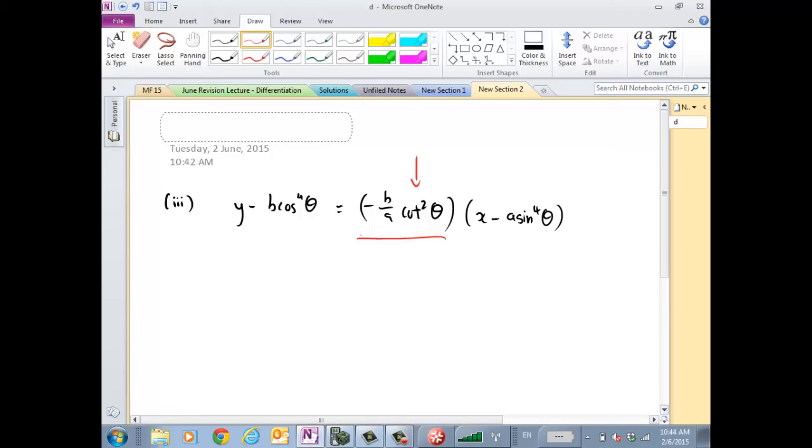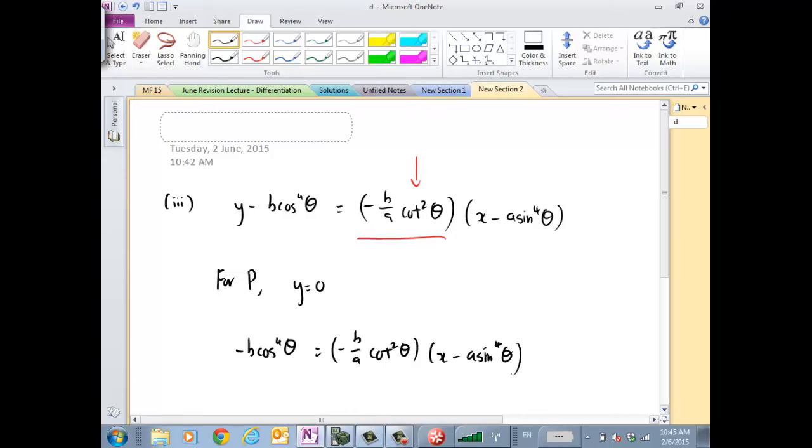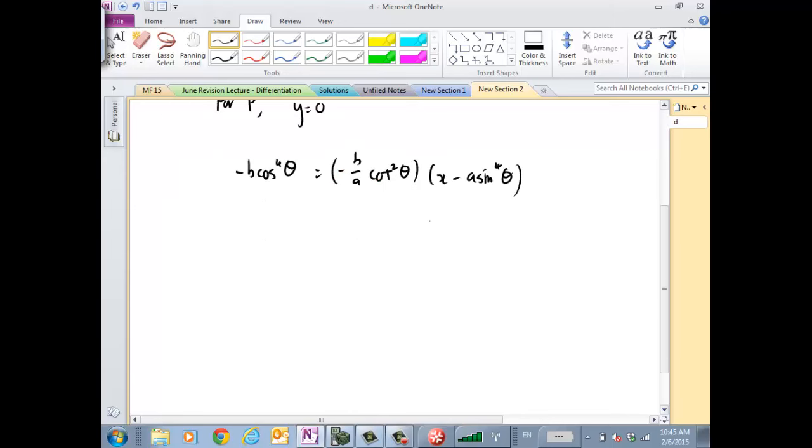So for P, it is when y equals 0. P is the x-intercept, where the tangent cuts the x-axis, so you are setting y to be 0. If you set y to be 0, you are just doing this, and then you are basically just solving for x. Remember one thing, this cotangent theta. If you need one more step, the next step I will do is something like this.